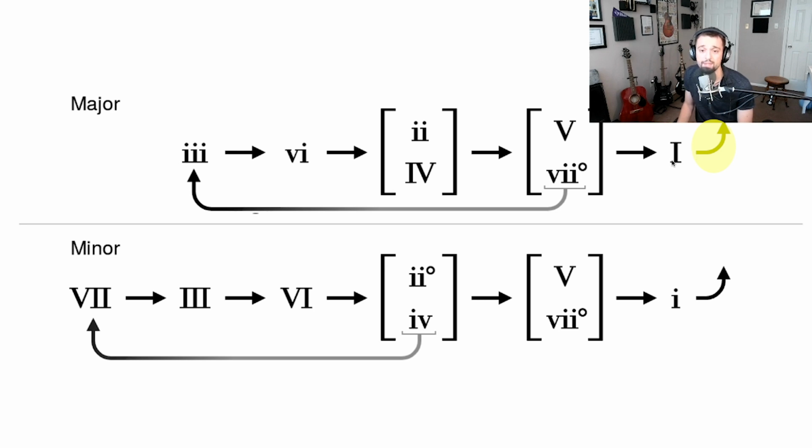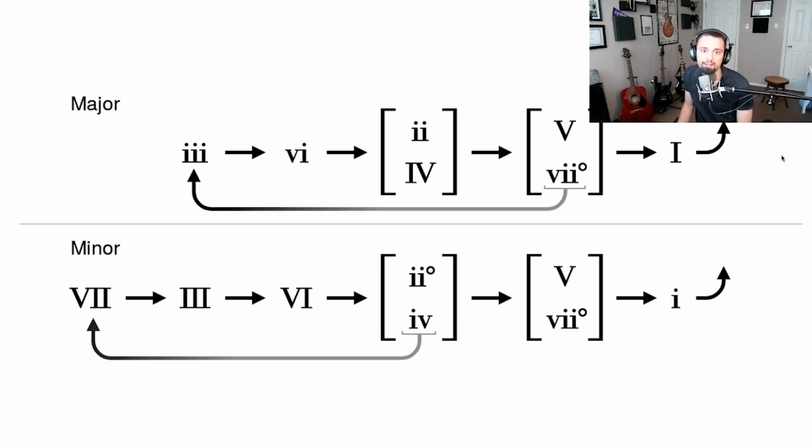This arrow means that the 1 chord can go to any of these chords. It is up to you. It doesn't matter. It's like the queen in chess. The queen in chess can go forward, backward, side to side, or diagonally. It doesn't really matter. So if I choose to go from a 1 chord to a 2 chord, I can. Or to a 3 chord. Or to a 6 chord.